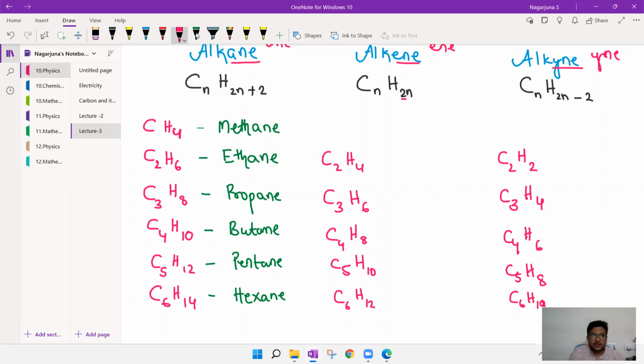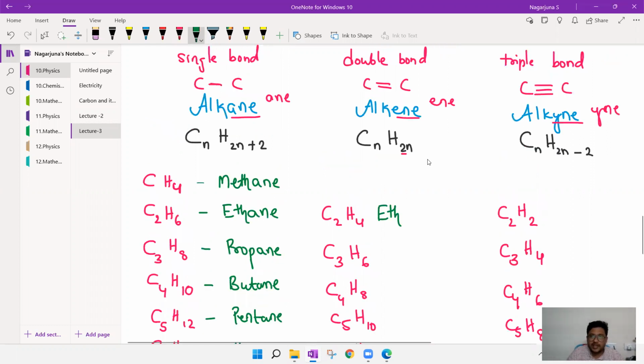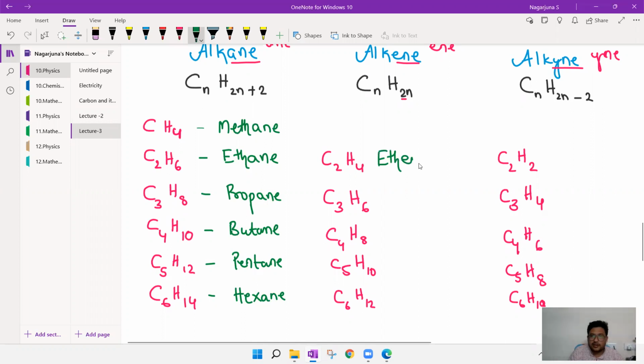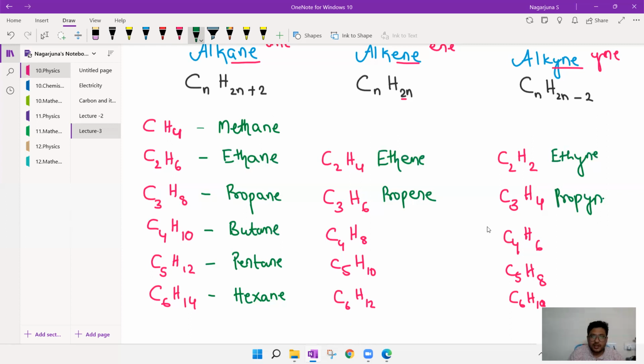Now it is easy for us to give names also. 1 is not possible, so there is no meth, it is eth. And what is the root word? I said it is ene. So it is ethene. And this one is ethyne. This one, 3 carbons means prop. Belongs to alkene, propene. 3 carbons means prop. Belongs to alkyne, it is propyne.